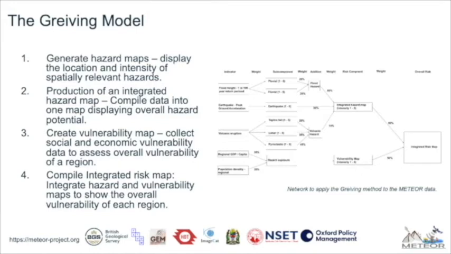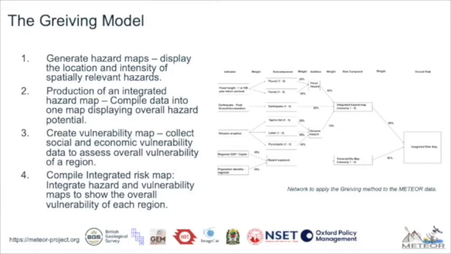The final stage of this model is to compile an integrated risk map. The hazard and vulnerability maps are integrated to produce a map that shows the integrated risk each region is exposed to. This allows the user to differentiate between areas that are simply hazardous and those areas that are risky due to a higher degree of inherent vulnerability.